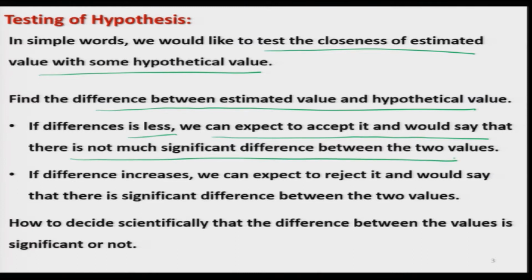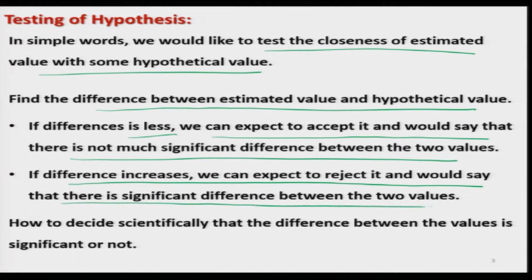For example, when I make a statement that my age is 20 years or 90 years, then possibly inside your mind you expected that my age may be around 50 years. So you said no, the difference is quite large and you cannot accept my statement, but you accepted your own statement that the age is going to be close to 50. But when I said my age is 50 years or 51 years, then you again compare the difference between the two values and you said the difference is less, so you can accept my statement. So that is what I am trying to say here: if the difference increases, we can expect to reject it and say that there is a significant difference between the two values.